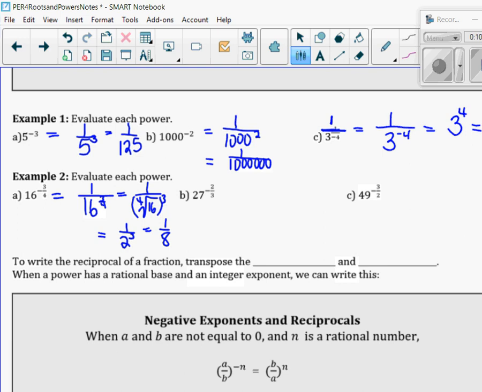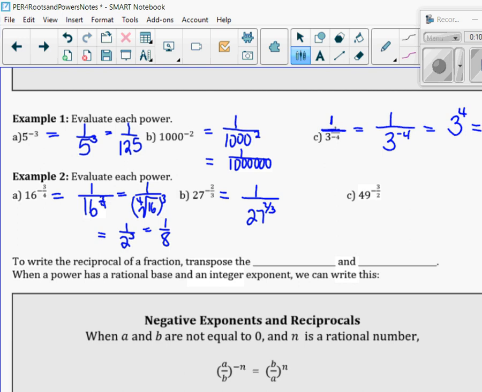27 to the power negative 2/3. So what is the first thing we have to do? We need to make that negative exponent positive by doing 1 over 27, yes? So that is to the power 2/3. And then what do we do first? We do the root first, then the power. So we need to do what to the 27? Cube root it. Does everybody see this is the cube root? That's why the 3 is on the bottom. It's a cube root.